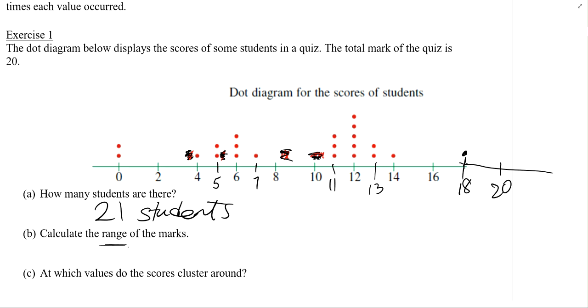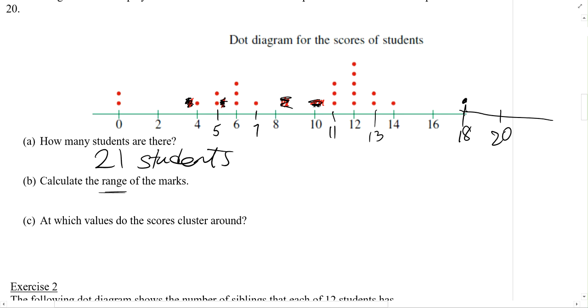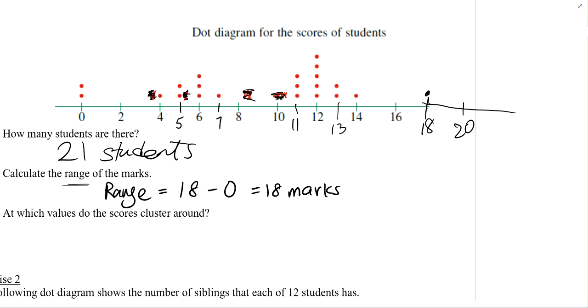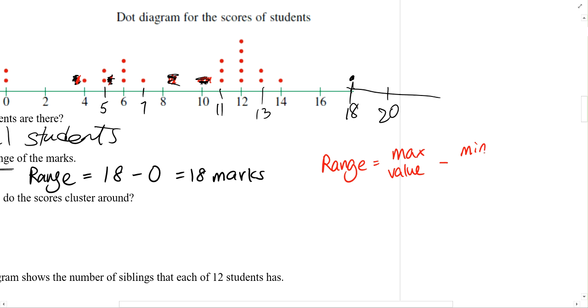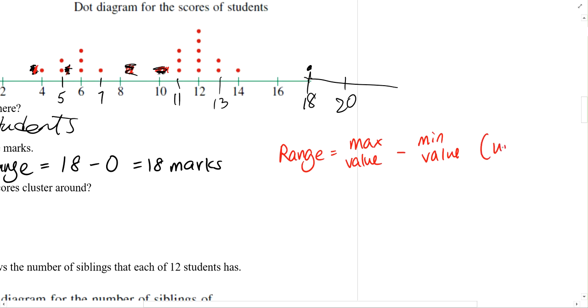Kennex, how do you get 18 for the range? Okay, so we write this. Range equals 18 minus 0, and we get 18 marks. Okay, now, why 18 minus 0? This is where you need to know. Range equals maximum value minus minimum value. Okay? And there will be units.